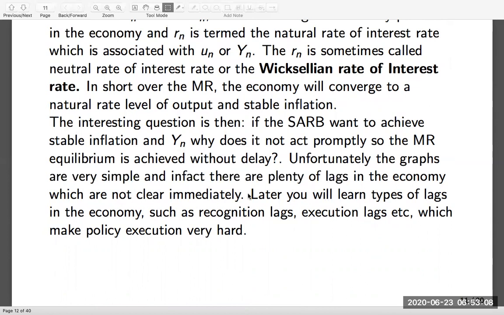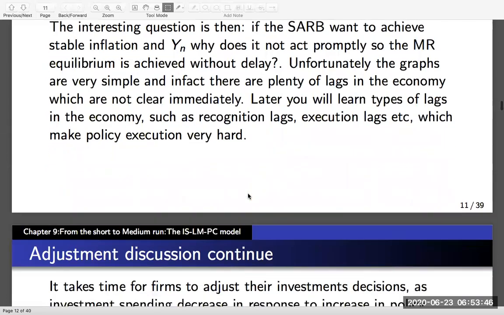Later, you learn the types of lags in the economy, such as recognition lags. It might take time for policymakers to recognize that there is a problem, or execution lags. It might take a very long time for the implementation of a policy to take effect in the economy. For example, now with COVID-19, the government is trying to give all these relief packages. The central bank is cutting the interest rate, but the economy is still in the red. So it will take a long time for the full effect to be reflected in the economy. So it's not as easy as you think.